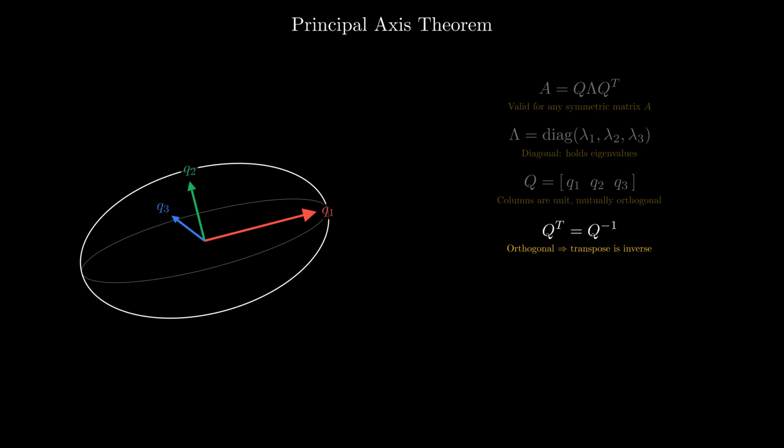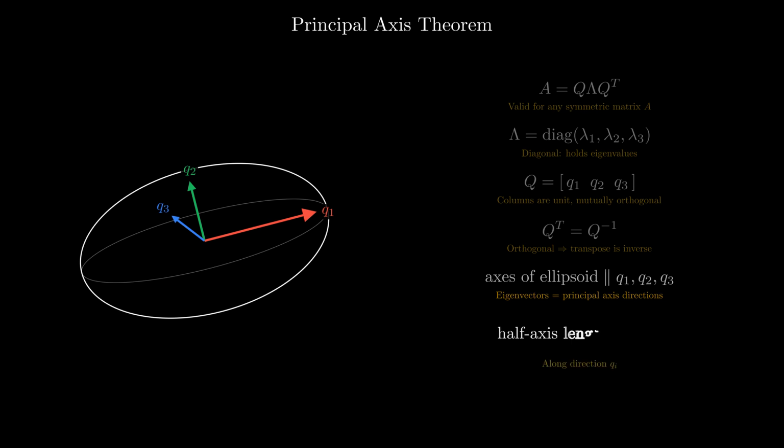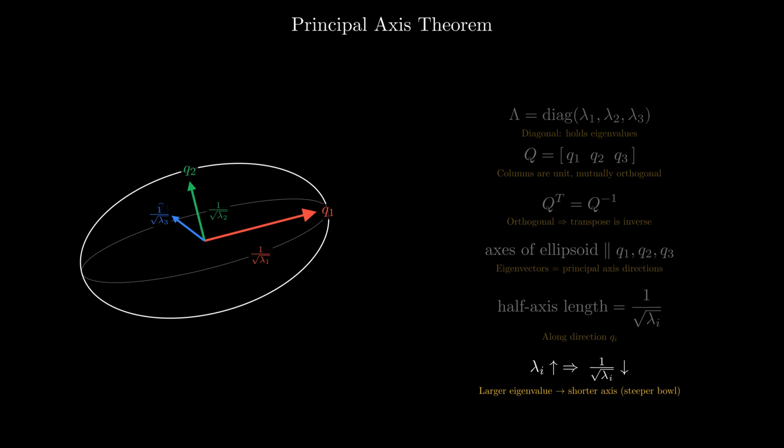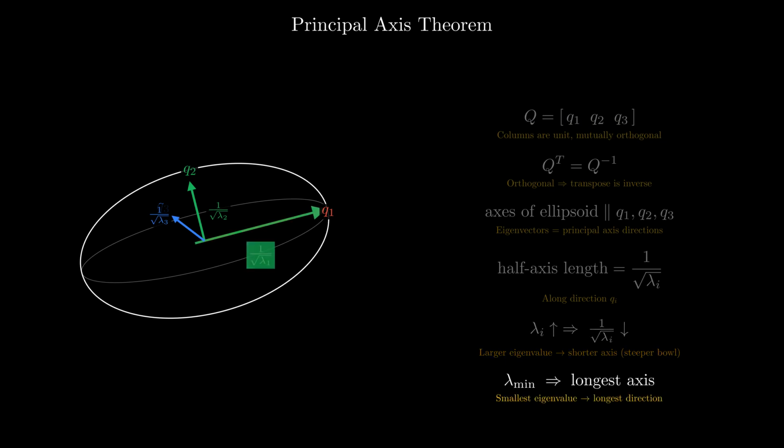Geometrically, this factorization reads like a recipe. The columns of Q, the eigenvectors q1, q2, and q3, point along the principal axes of the ellipsoid. Lambda's diagonal entries set the lengths. Specifically, the half-axis along eigenvector qi has length 1 over the square root of lambda i. A larger eigenvalue means a shorter axis. The bowl is steeper in that direction, so the level set squeezes in. A smaller eigenvalue means a longer axis. The smallest eigenvalue produces the longest direction of the ellipsoid.